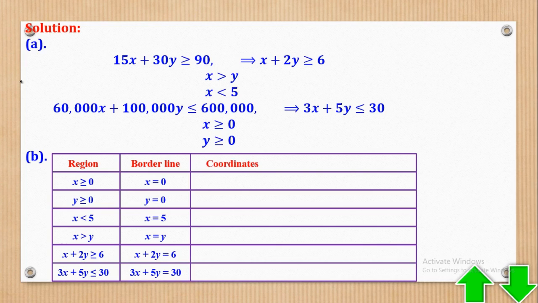Now next is to look for the coordinates to plot. For this one it is easier. x equal to 0 is the y-axis and y equal to 0 is the x-axis, and x equal to 5 is a vertical line at coordinate 5. But this one is not that easy, so we have to get the coordinates. x equal to y means that the coordinate of x must be the same as the coordinate of y. That's why if I use 0 as x, it means that y must be 0. If I use 4 as x, it means that y must be 4.